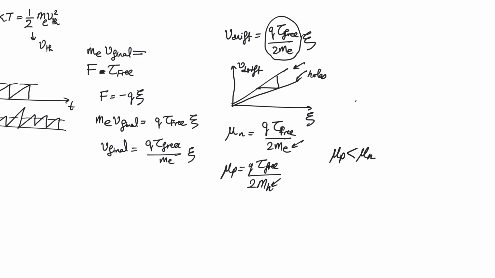For most of our work, we will assume that mu n is approximately equal to 2 mu p. This is not always true. The specific values depend on the specific values of effective mass and also depend on doping. So this is an approximation, but it is one we will often make.